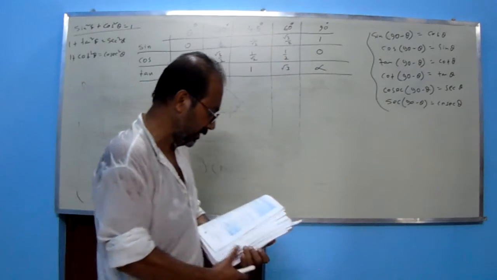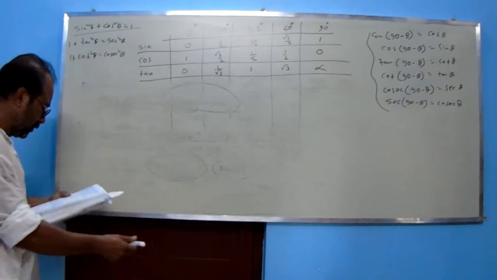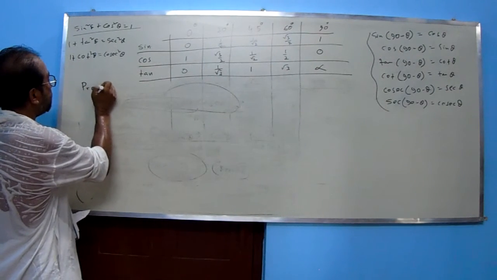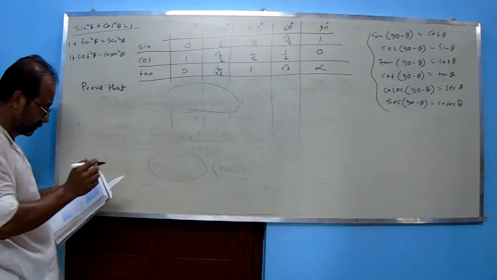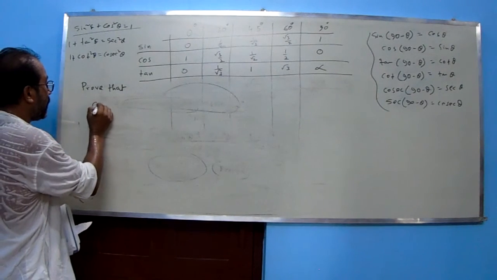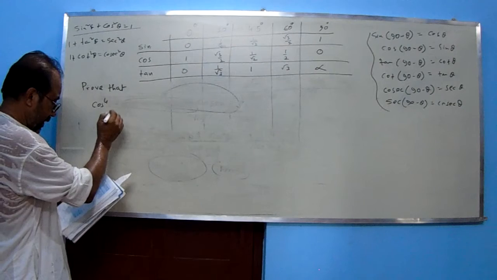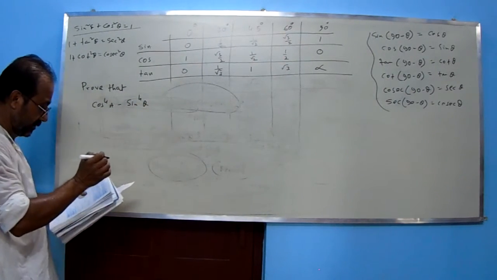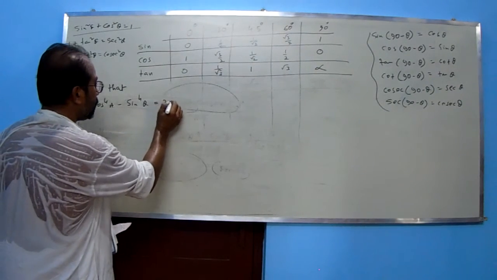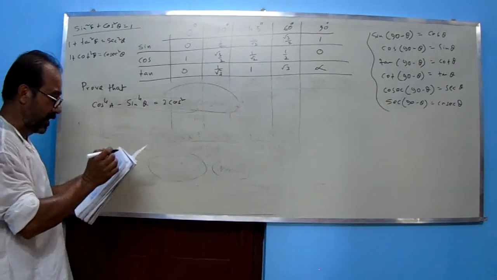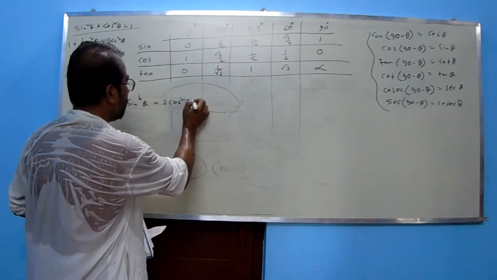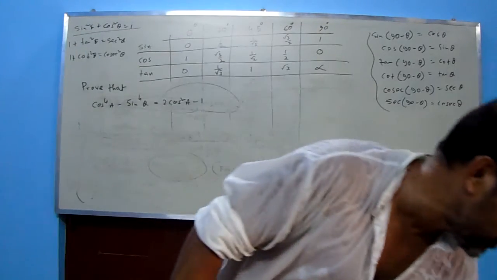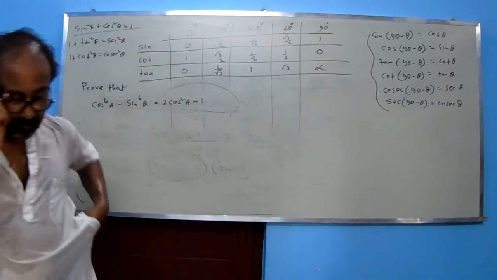Another math I am going to take. Prove that cos to the power 4a minus sin to the power 4a equals 2 cos square a minus 1. How can it be proved?